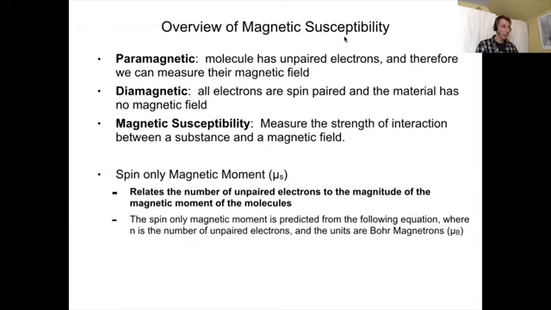The magnetic susceptibility then is the measure of the strength of interaction between a substance and the magnetic field. And then finally, we have what's known as the spin-only magnetic moment. This is a theoretical calculation, and this is what we're going to compare to our experimental value that we gathered in lab. And what this is going to do is it's going to relate the number of unpaired electrons to what the magnetic moment should be just based on the number of unpaired electrons present.